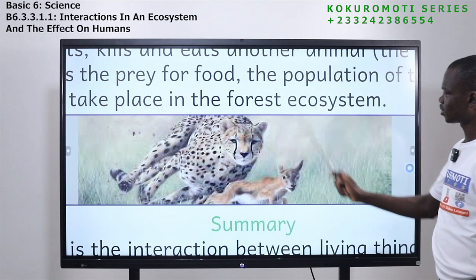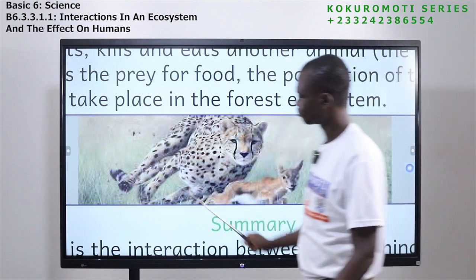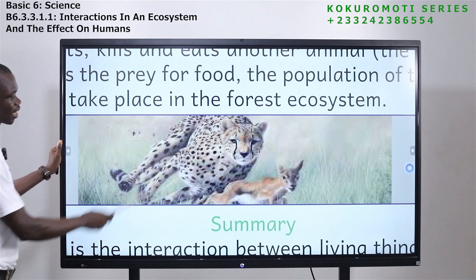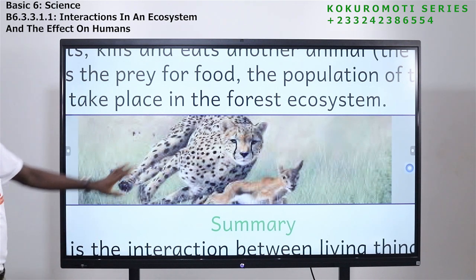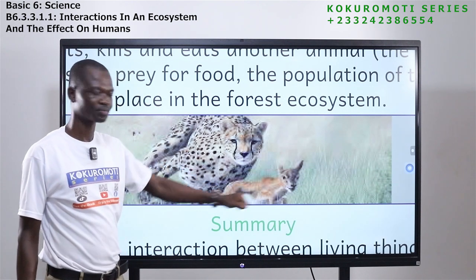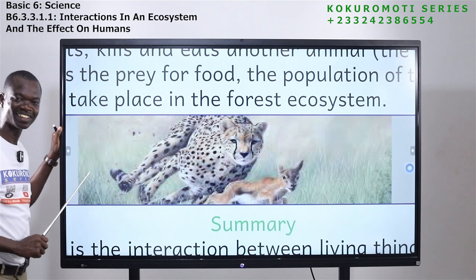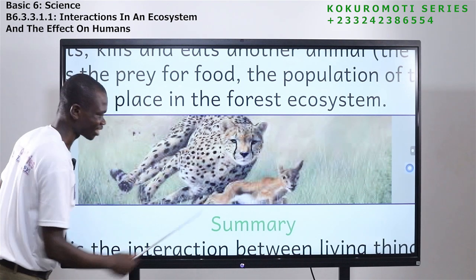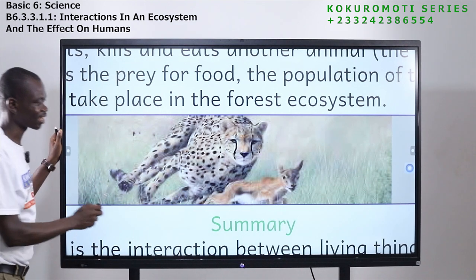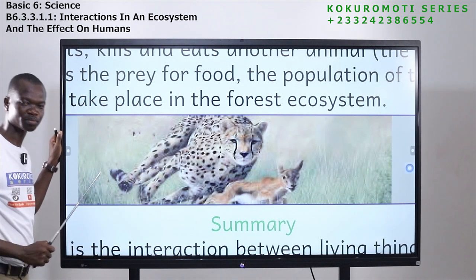This animal and this animal. What animal is this? What do you see here? Is it leopard, tiger, lion? This is tiger, right? What animal is this? Antelope. Okay, so which of them is running away and which of them is trying to catch the other? So you can see that this animal, the tiger here, is running after the antelope. It wants to catch the antelope.